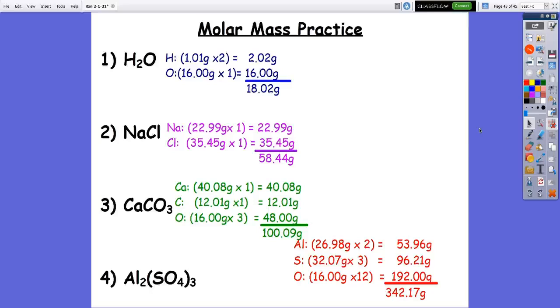And then I have 4 oxygens in each sulfate, and there are 3 sulfates total. So I have a total of 12 moles of oxygen in this compound, each one coming in at 16.00 grams, for its total contribution of 192.00 grams. So when I add these all up, 53.96 plus 96.21 plus 192 grams, I get a grand total of 342.17 grams.